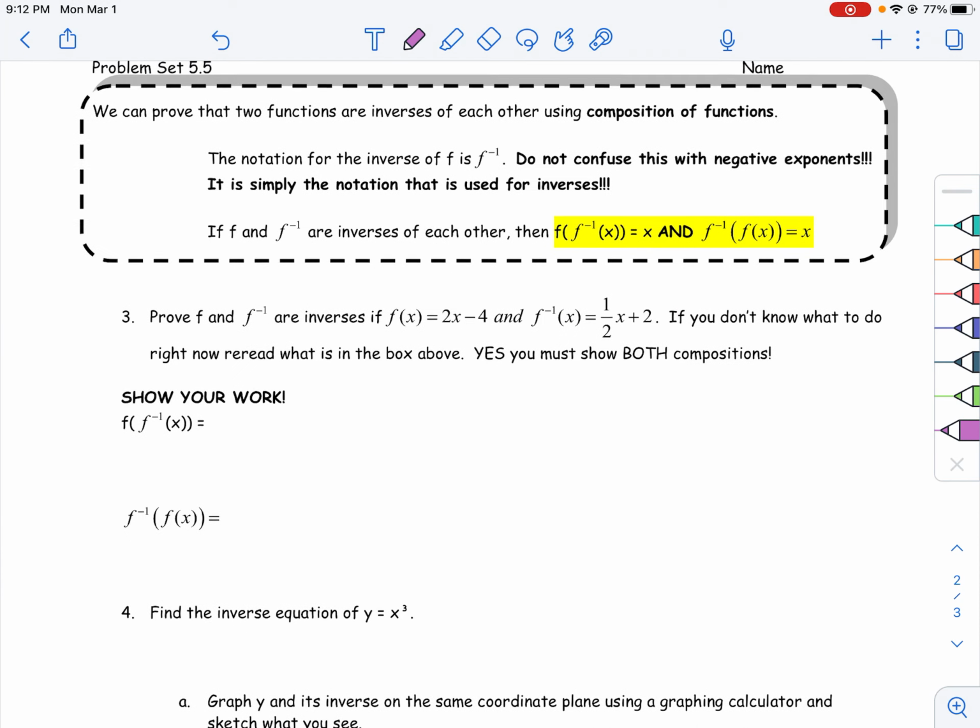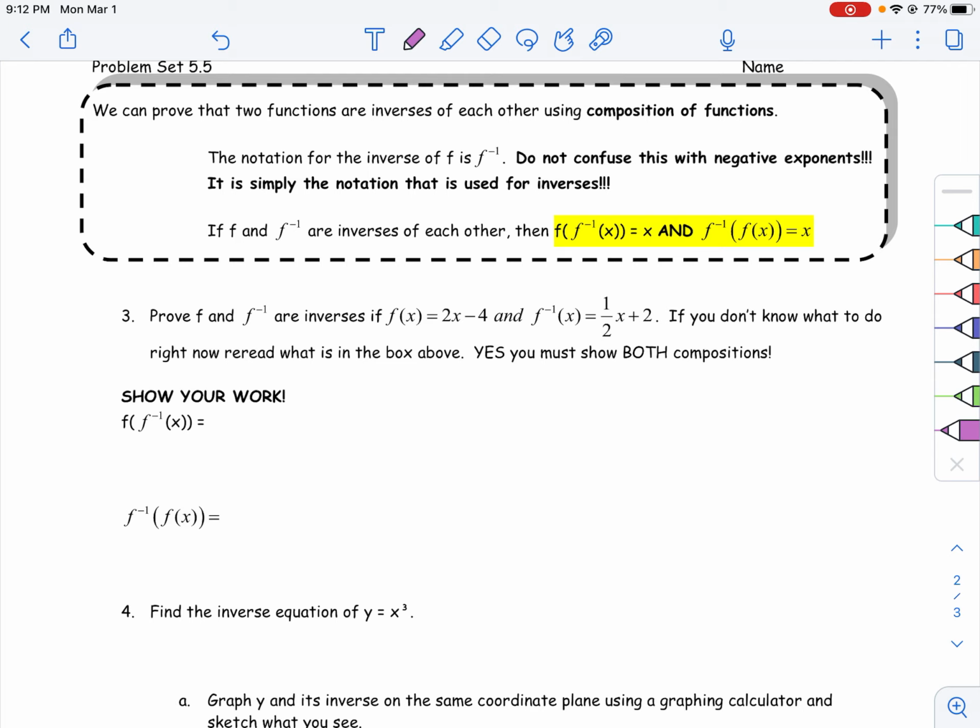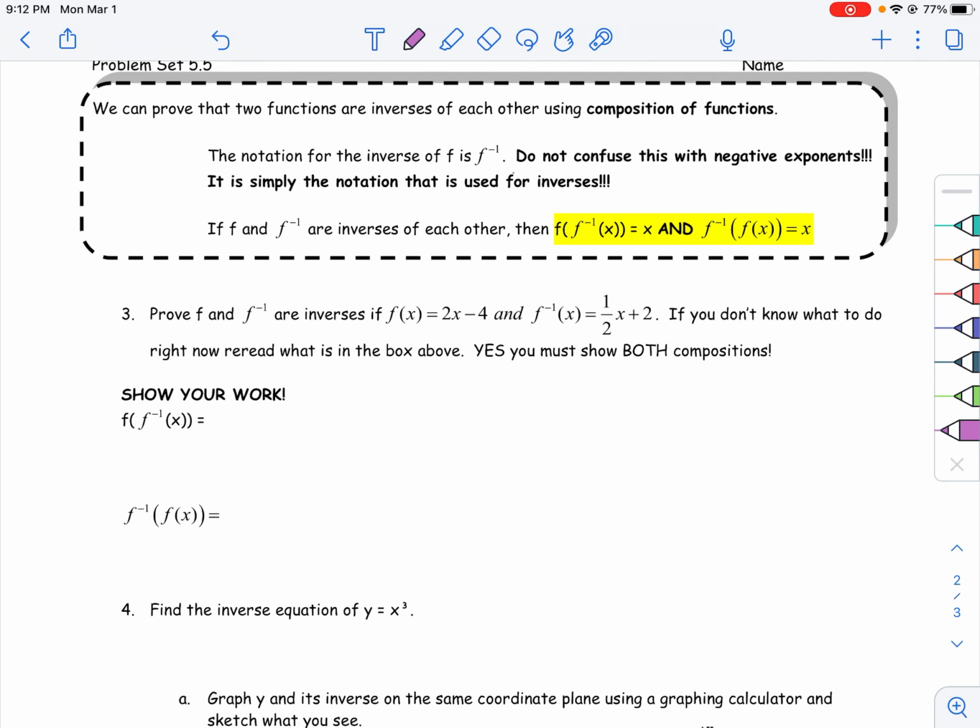All right, continuing on. We can prove that two functions are inverses of each other using compositions of functions. We also talked about this the other day. The notation for inverse of f is f inverse, all right? And I tried to stress this yesterday, but we don't want to confuse this with negative exponents. It's simply the notation that is used for inverses. It's not the reciprocal function.